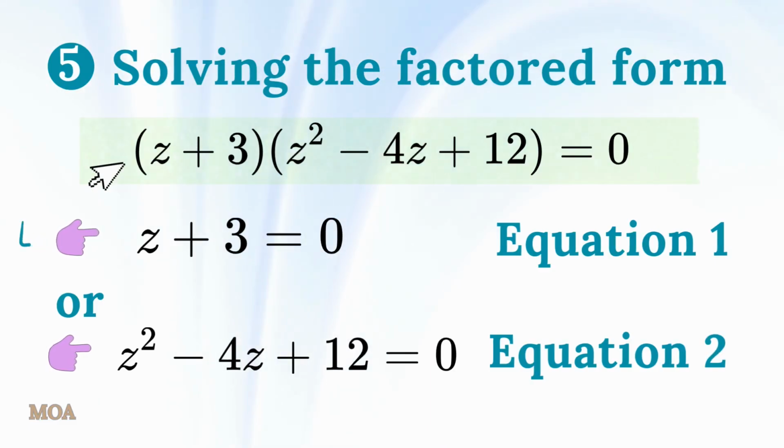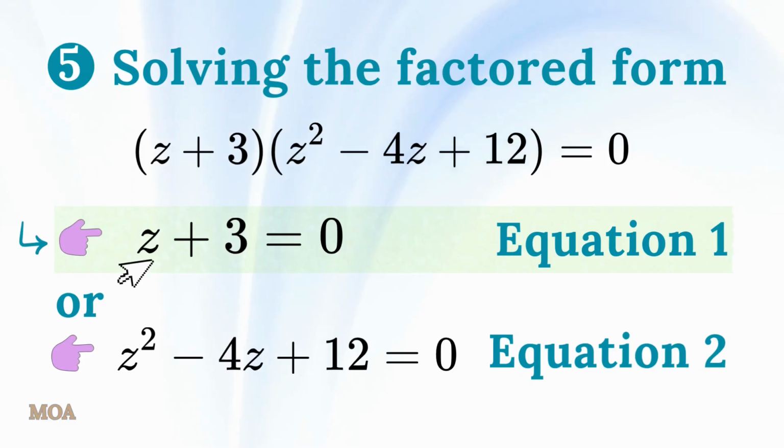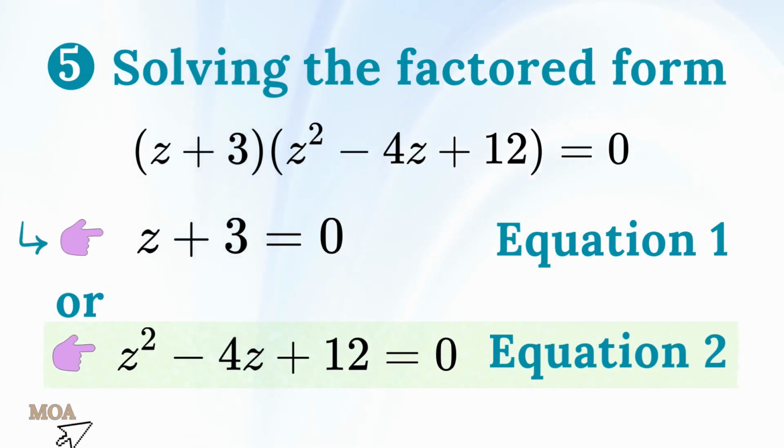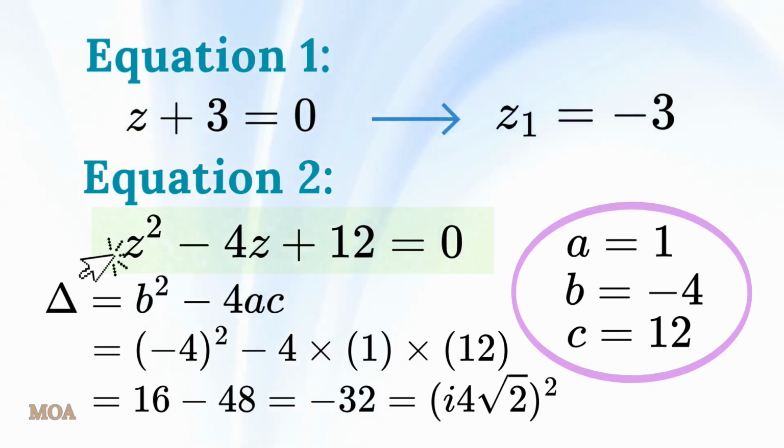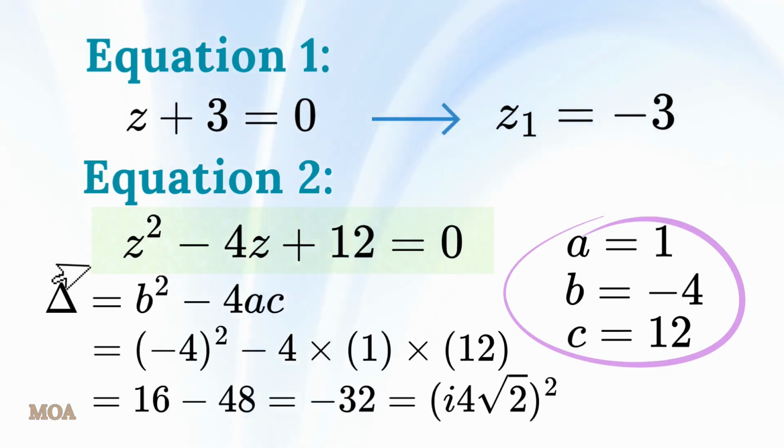Now we solve this final factored form. This expression implies z plus 3 equals 0, or z squared minus 4z plus 12 equals 0. Let us solve each factor. Z plus 3 equals 0, yielding z equals negative 3, which is a real root. For the second equation, z squared minus 4z plus 12 equals 0, we use the quadratic formula, since the coefficients a, b, and c are respectively 1, negative 4, and 12.